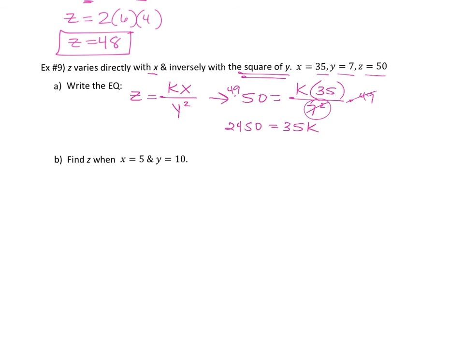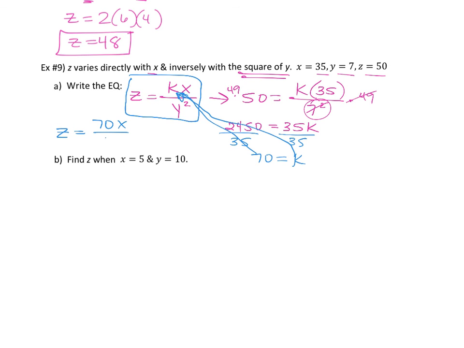And then we just have 35k on the other side. And we're going to divide by 35. So our k value ends up being 70. Okay, so we take our original equation and we drop the k in, the 70. So the equation is z equals 70 times x over y squared. So we can use that for any set of numbers in the problem now.